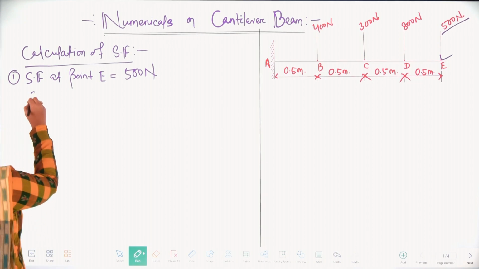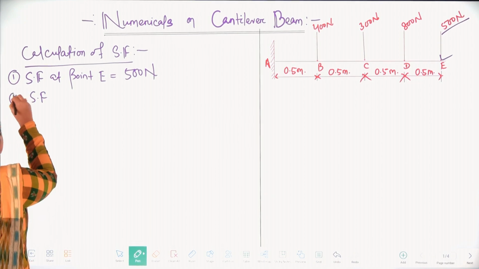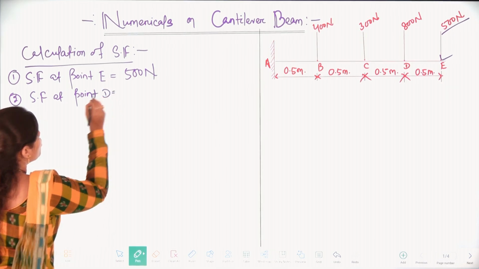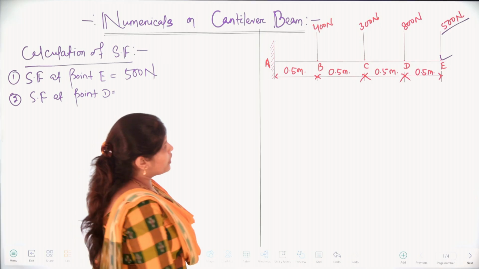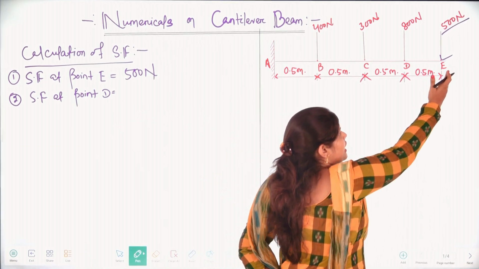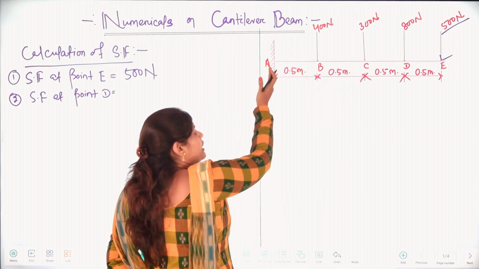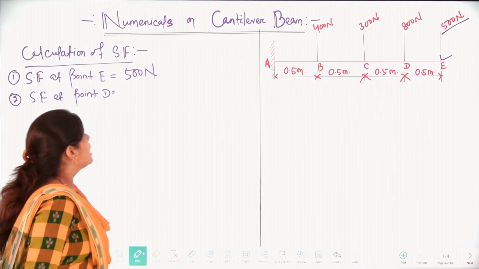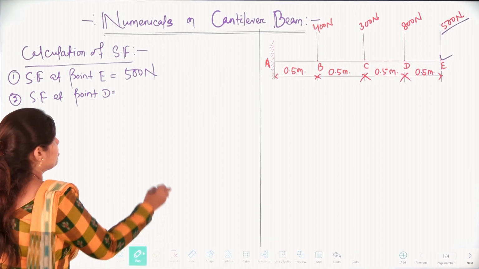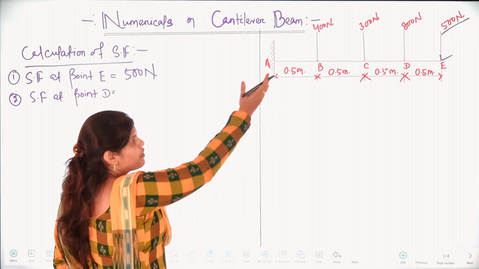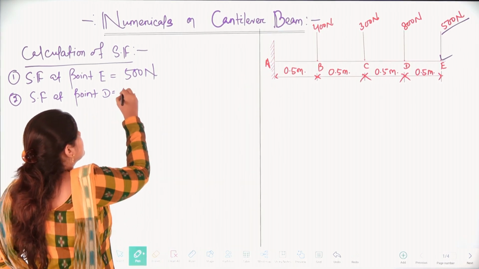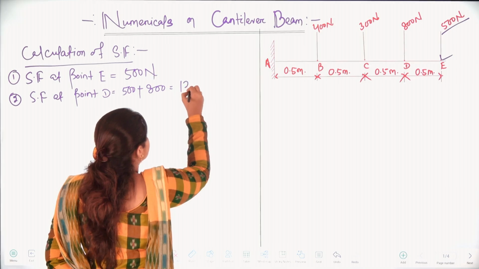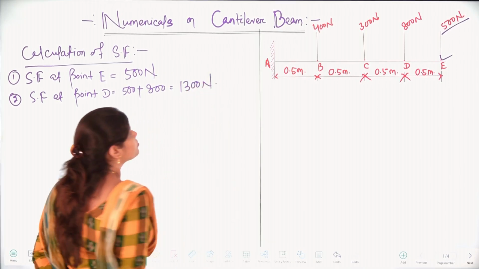Next, shear force at point D. We need to remember that if we are starting this calculation from this side, we will calculate like this, or if we are calculating from this fixed end, we need to calculate from this side. Okay. So now shear force at point D will be the summation of forces, 500 plus 800. So it will be 1300 Newton, right?